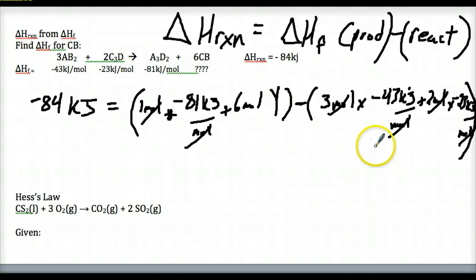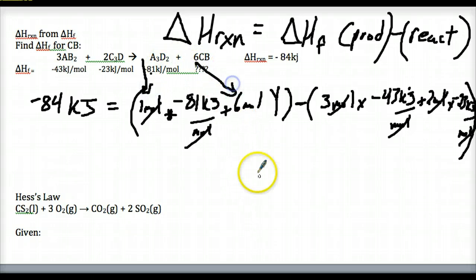All right, I know that's sloppy, so let's just go over it really quick. 1 mole, that's from here. 1 mole of my A3D2. 6 moles of the CB, unknown value for that one. 3 moles for the AB2 times its value, plus 2 moles times the negative 23. That's this value. Again, the coefficients times the value. Add them up.